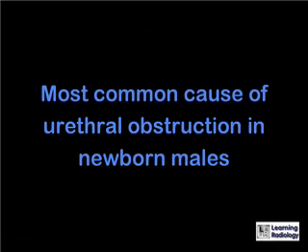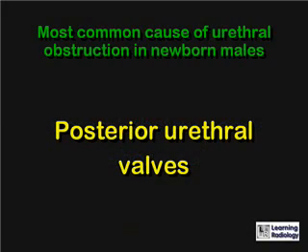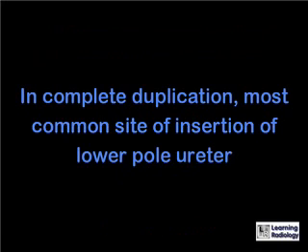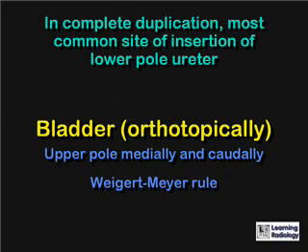What is the most common cause of urethral obstruction in newborn males? Posterior urethral valves. In complete duplication, what is the most common site of insertion of the lower pole ureter? The urinary bladder, orthotopically. The upper pole usually inserts medial and caudally to the lower pole ureter.